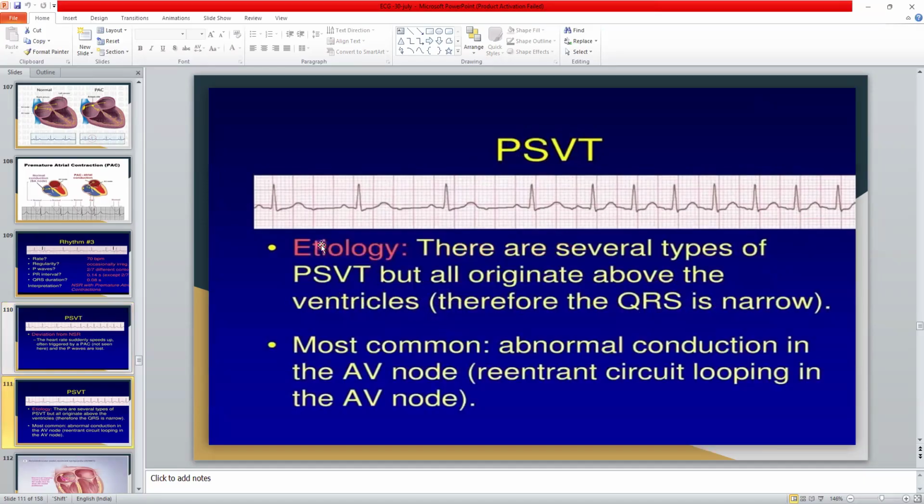What is the etiology of paroxysmal supraventricular tachycardia? There are several types of paroxysmal supraventricular tachycardia, but all of them originate above the ventricles. Therefore, the QRS complex is narrow. What are the types of paroxysmal supraventricular tachycardia?